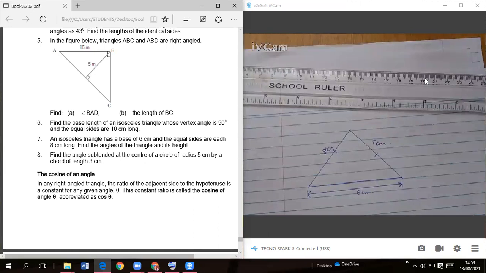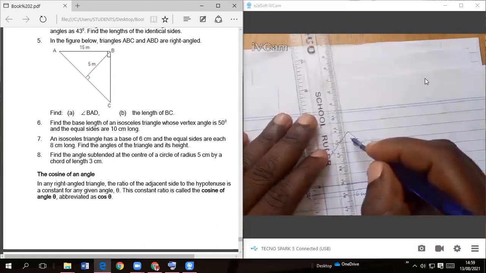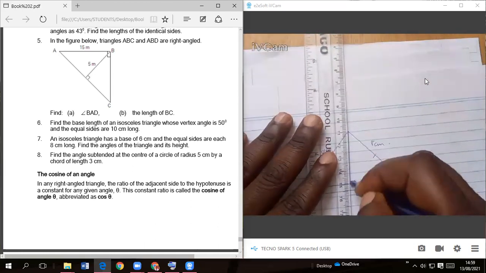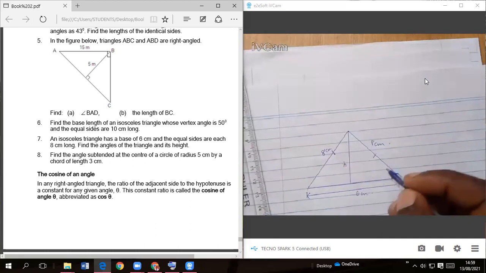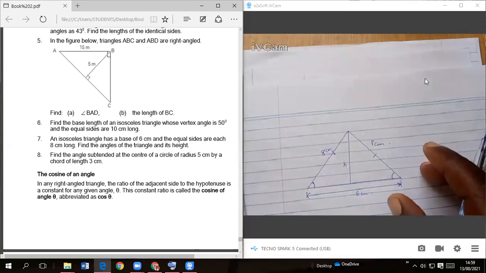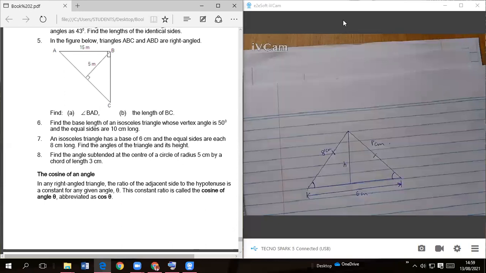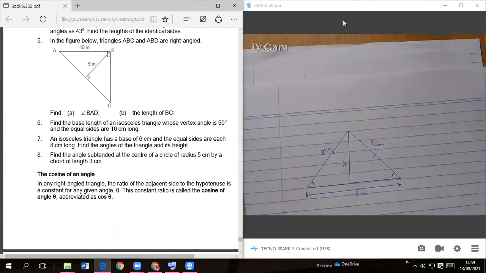Find the angles of the triangle and its height. So it has a height. So the height, let's call it h. It has this angle here, this angle here. Now, what do you know about an isosceles triangle? Yes. What do you know about an isosceles triangle? Alexandria, what do you know about an isosceles triangle?